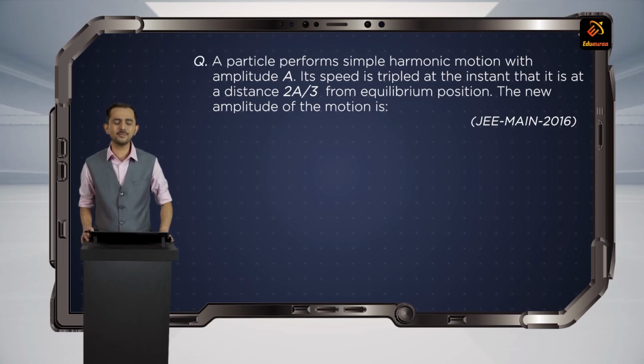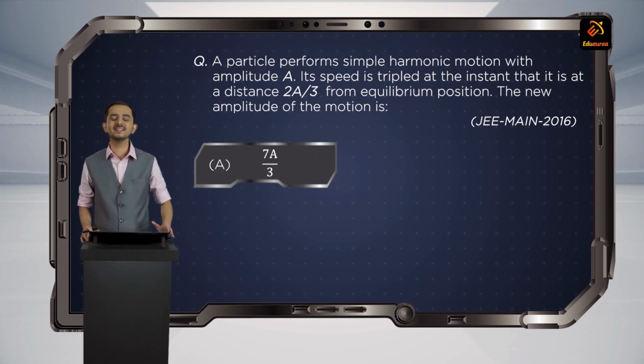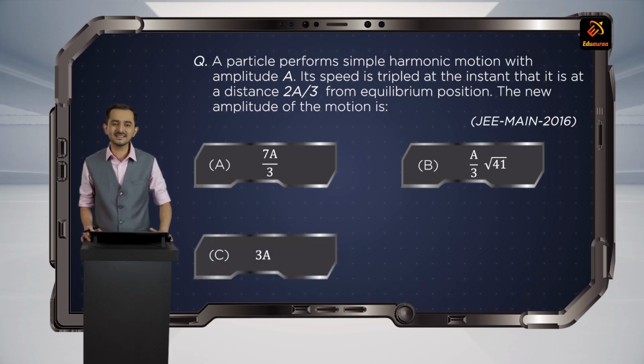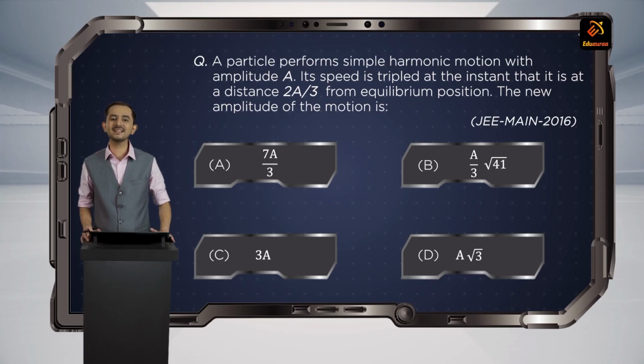Its speed is tripled at the instant at a distance 2a by 3 times from the equilibrium position, that is mean position. The new amplitude of the motion is: option A, 7a by 3; option B, a by 3 into under root of 41; option C, 3a; and option D, a times of root 3. This MCQ came in JEE Mains 2016 examination.